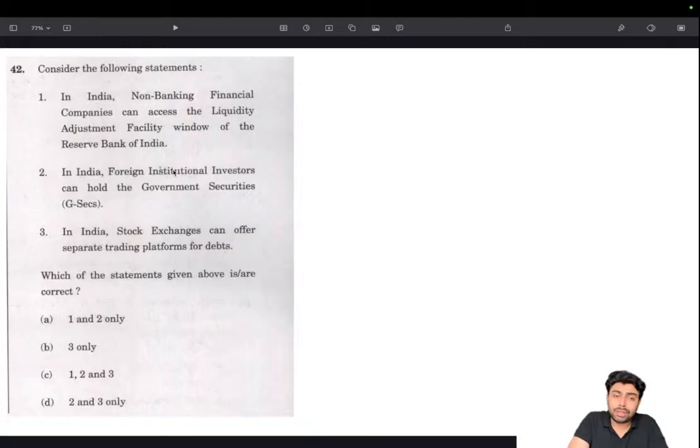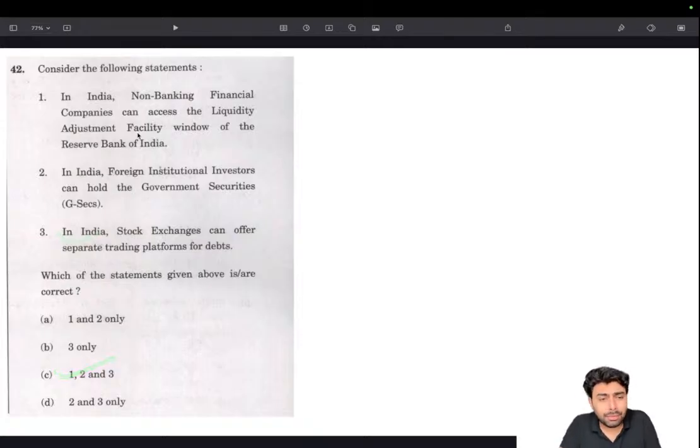So, in India, foreign institutional investors can hold government securities. Obviously true. In India, stock exchanges can offer a separate trading platform for debt. Yeah, I hope you understand that, because stock exchanges basically deal with equity, but they can have a separate trading platform for debt instruments also. So that's true. Then the answer is, I think, 1, 2, 3. Question 42, I think it's C.